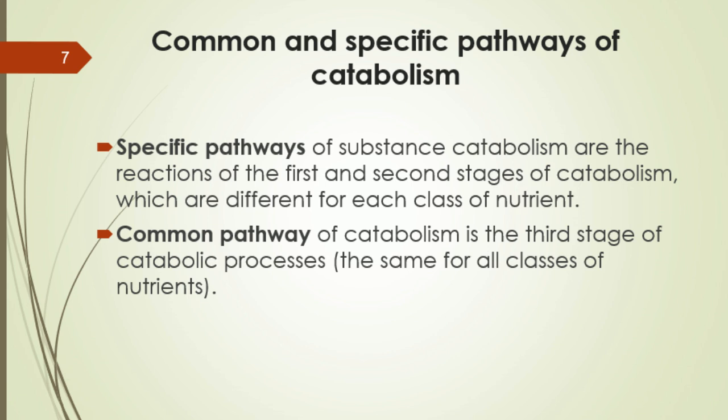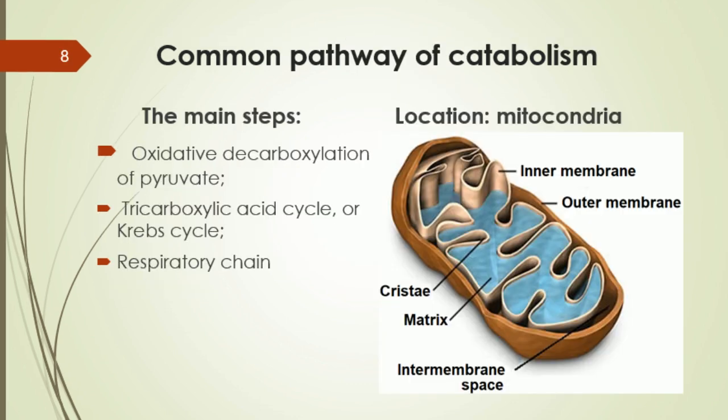There are common and specific pathways of catabolism. The specific pathways of catabolism for substances of a particular class mainly include reactions of the first and second stages, which may differ significantly depending on the class. The third stage, which is the same for all classes of nutrients, is the common pathway of catabolism. In this lecture, we will look at the processes that make up the common pathway of catabolism.